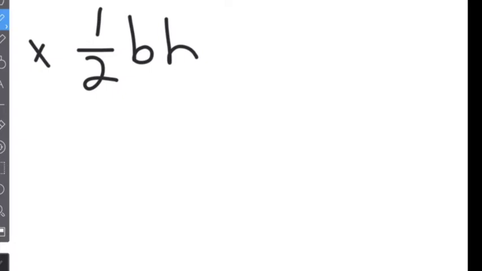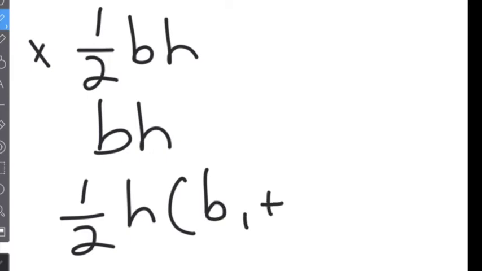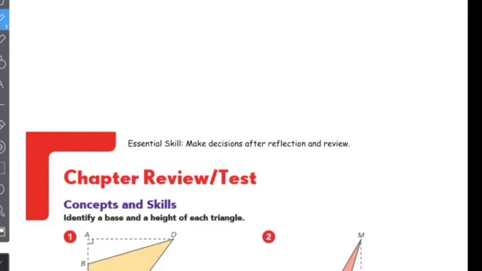The next couple of things that you need to remember or to know is the area of a triangle is 1/2 base times the height. The area of a parallelogram is base times height, and the area of a trapezoid is 1/2 height times base 1 plus base 2. So you find the two bases. Okay, so let's go to our review.